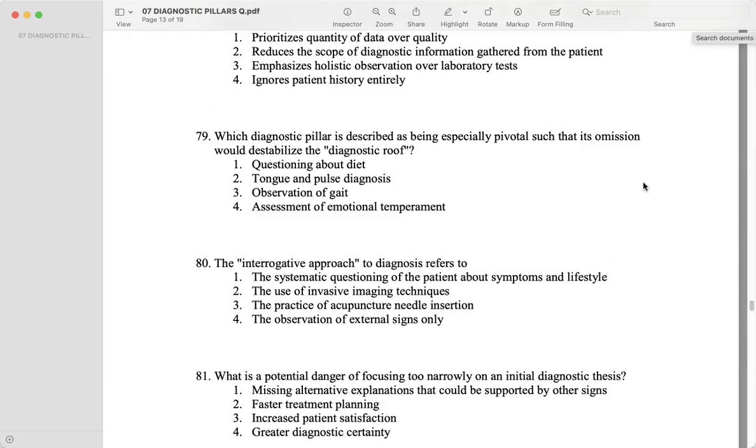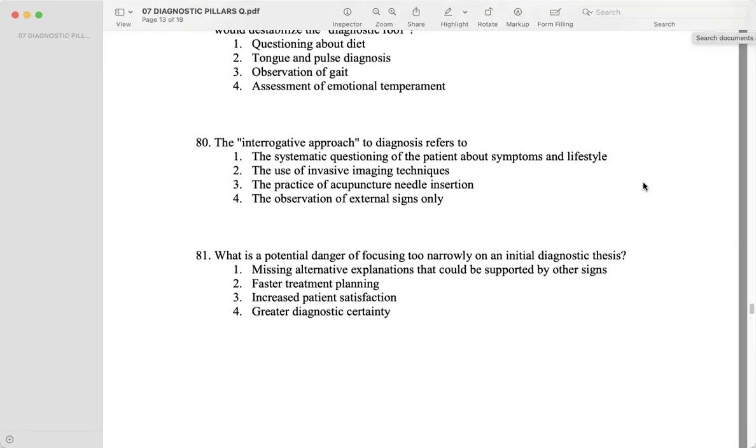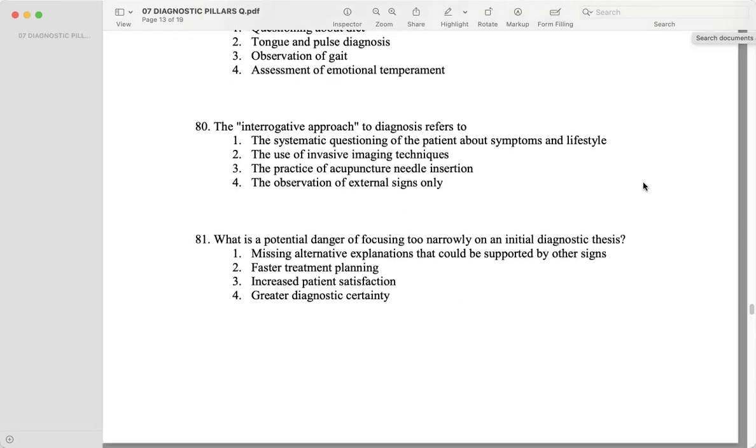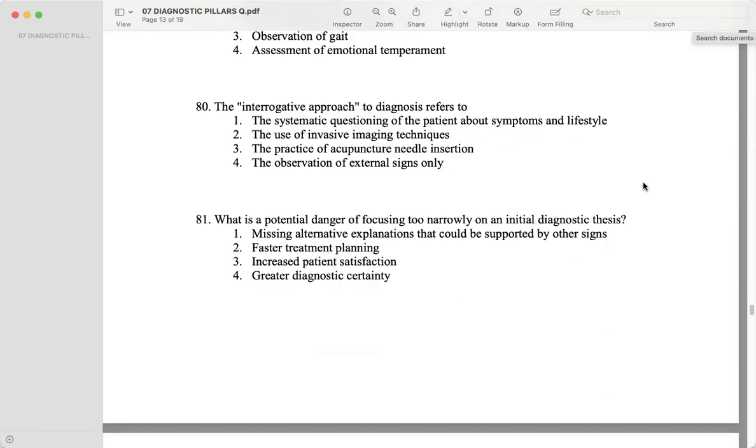Its diagnostic pillar is described as being especially pivotal, such that its omission would destabilize the diagnostic roof. Tongue and pulse diagnosis. Always tongue and pulse. The interrogative approach to diagnosis refers to the systematic questioning of the patient about symptoms and lifestyle.